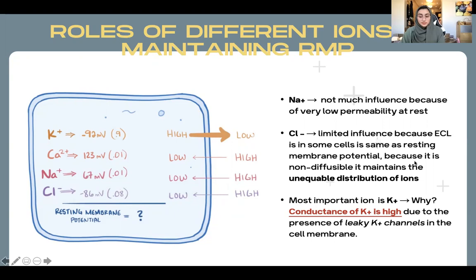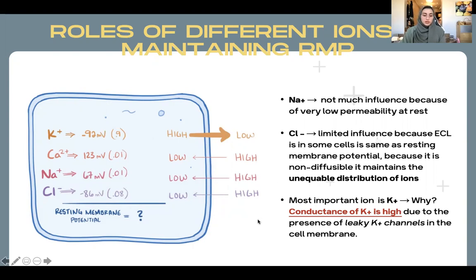It's listed here because it is non-diffusible. It maintains the unequal distribution of ions. But in and of itself, chloride is not the most significant contributor. However, after potassium, it is considered significant. What I want you guys to keep in mind is that the most important ion is potassium. Why? Because conductance is very high at rest. You have a lot of leaky potassium channels that allow it to transfer from the inside of the cell to the outside of the cell.